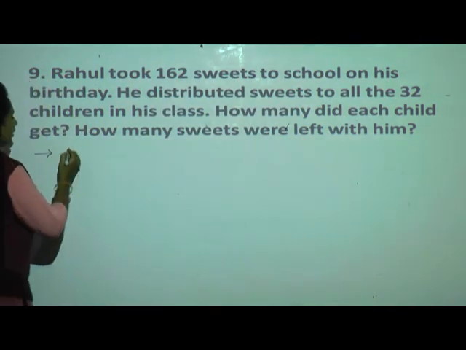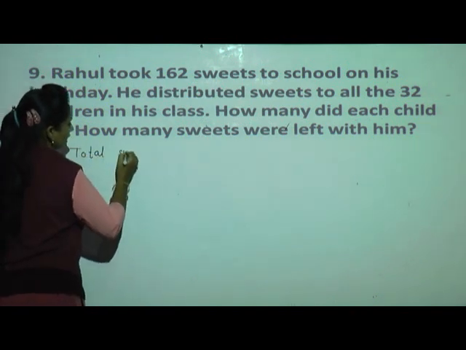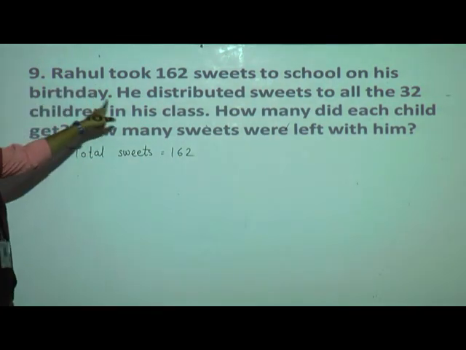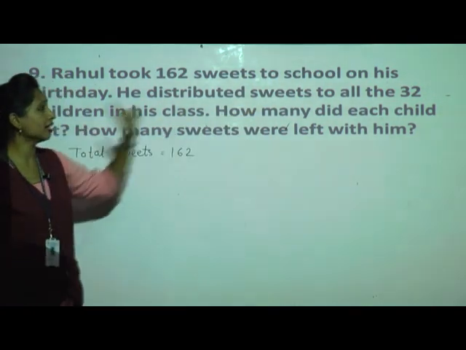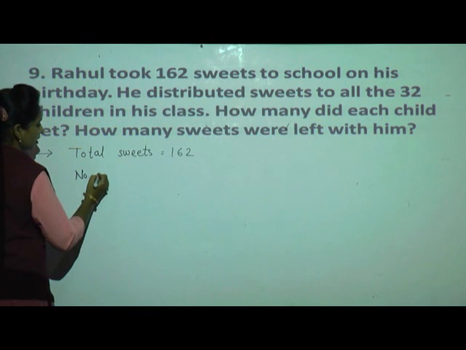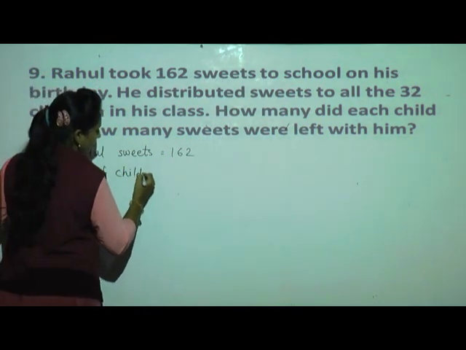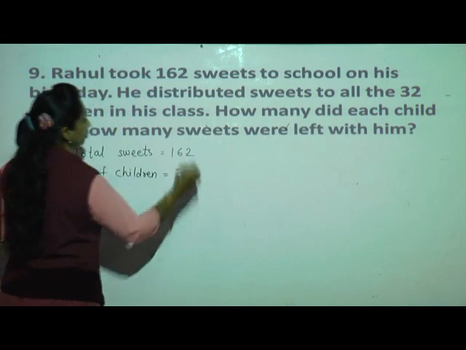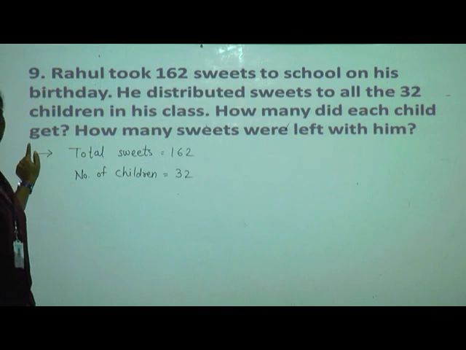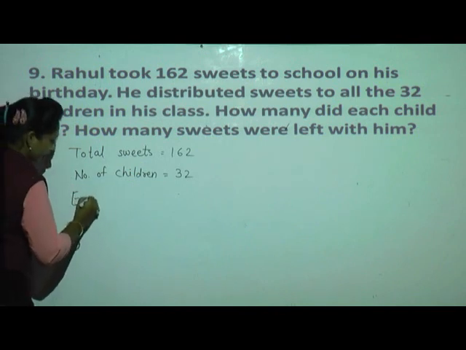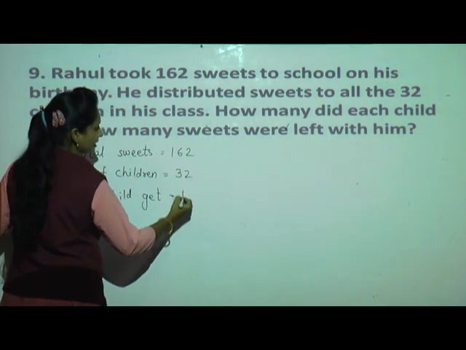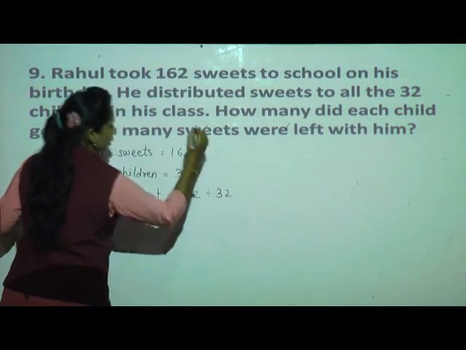Okay. Now, how many sweets he brought? 162. So, what you will write? Total sweets. Okay. How many? 162. Now, he distributed sweets to the 32 children in his class. The number of children they had given. So, write here. Number of children. How many are there? 32. Now, what we have to find out? How many did each child get? We have to find out. So, what you will do? Each child get is equals to 162 divided by 32.